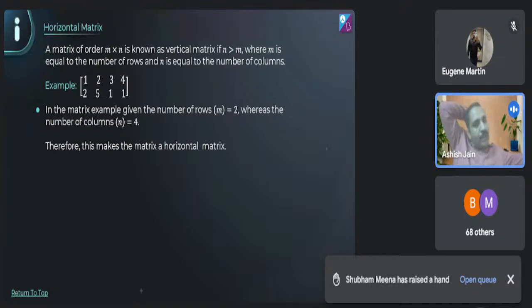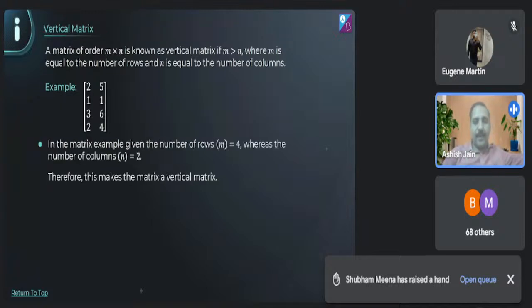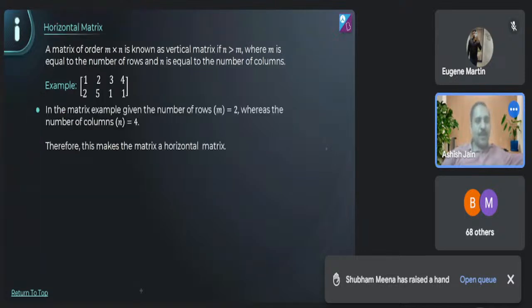Here we have 2 rows and 4 columns. So the number of columns is more. That is why it is called a horizontal matrix. Clear hai? And both vertical and horizontal matrices are called rectangular matrices because they create a kind of rectangle shape, right? So such matrices wherein we don't have an equal number of rows and columns are called rectangular matrices.